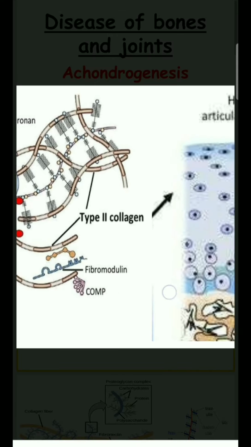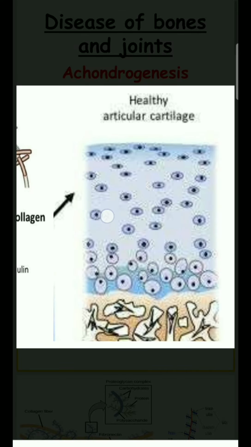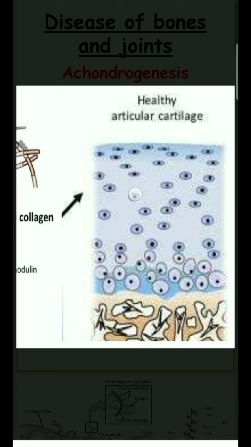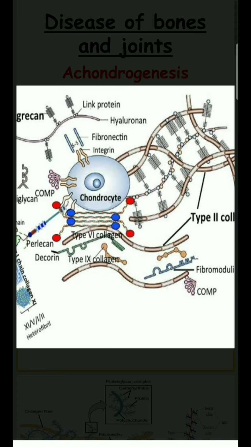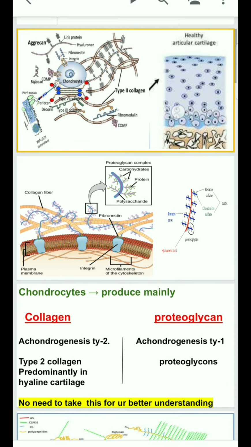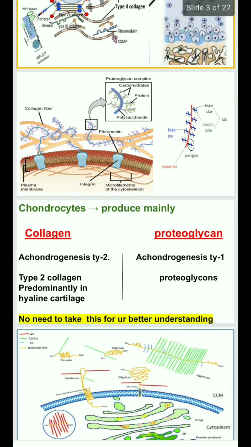The cartilage is made up of extracellular matrix and chondrocytes. The extracellular matrix is located between two chondrocytes like this. The extracellular matrix is mainly composed of type 2 collagen and proteoglycan. These type 2 collagen and proteoglycans are synthesized by chondrocytes. If there is a defect in type 2 collagen, that leads to achondrogenesis type 2.